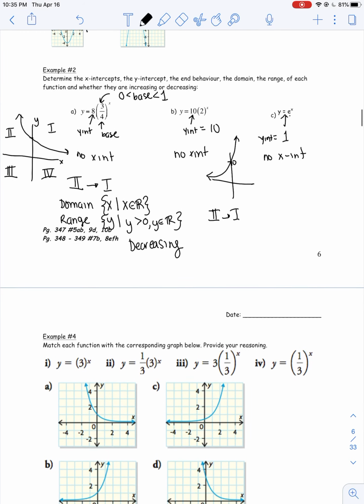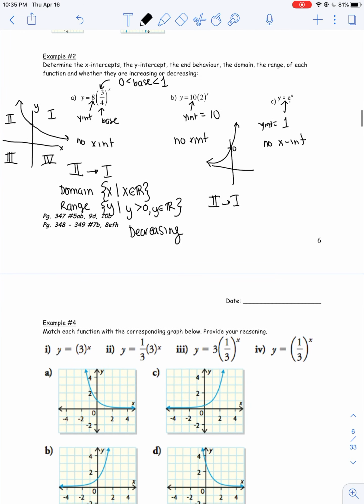The domain is not going to change. It's going to be the same. So we'll say x such that x is an element of the real numbers for your domain. And for your range, you're going to say y such that y is also greater than 0, y ∈ ℝ. And this is an increasing graph. And the reason I know that is because the base, which is 2, is greater than 1. So if the base is higher than 1, you're going to find that it's an increasing function.